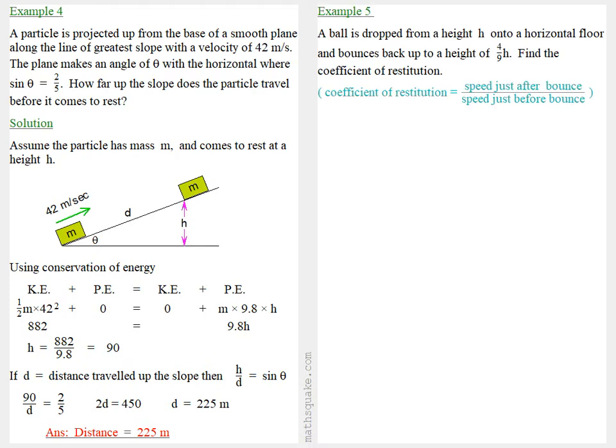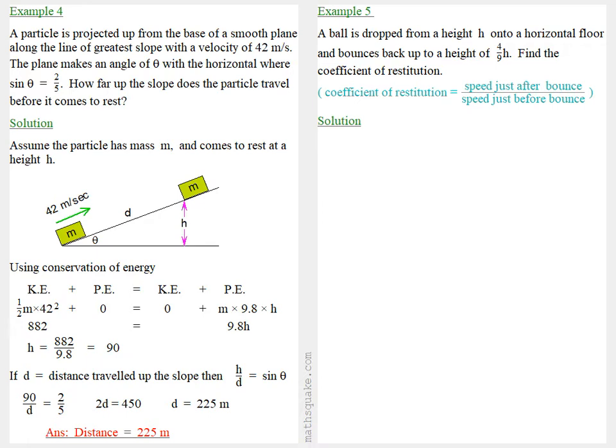In example 5, we're told a ball is dropped from a height h onto a horizontal floor and bounces back up to a height of 4/9 h. Find the coefficient of restitution. Now the coefficient of restitution is the speed just after the bounce divided by the speed just before the bounce.